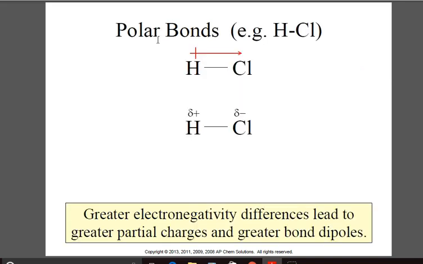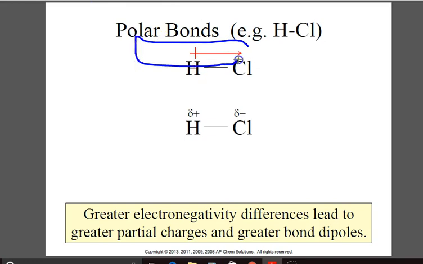Here's an example of a polar bond in hydrochloric acid, or HCl. Chlorine is much more electronegative than hydrogen, so chlorine has the electrons around it most of the time. We use these kind of symbols to show what's going on. So this is one way to show, and it's an arrow.